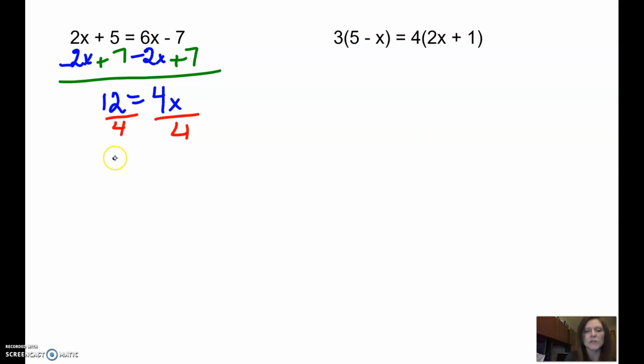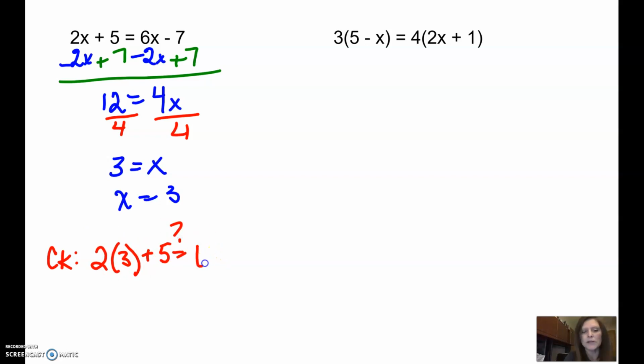And then I get an answer here, 3 equals x. Well, there's a reflexive property of equality. So instead of 3 equals x, I could rewrite that the way we're more used to seeing it as x equals 3. Okay, now I mentioned the check. So how would we do that if we wanted to check this? We would take that 3 and put it back in the original equation. So 2 times 3 plus 5 equals 6 times 3 minus 7.